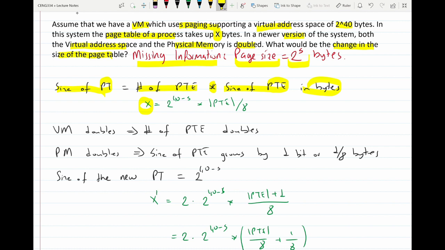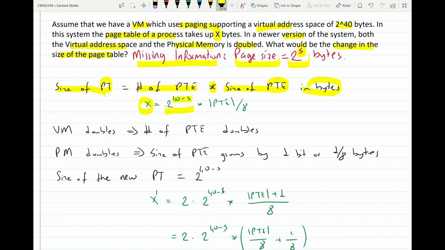Now, how many page table entries do we have in this particular system? Well, the virtual address has 40 bits. And since the page size is 2 to the power s, it means that the page offset uses s bits of them. And so as a result, the number of page table entries in the page table is 2 to the power 40 minus s.